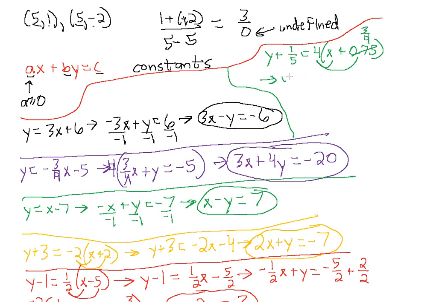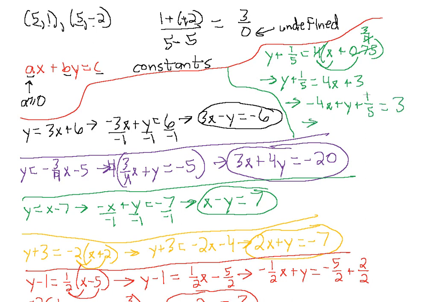So let's rewrite the left side. We have y plus 1 over 5. 4 times x is 4x, plus 4 times 3 over 4. The 4's will cancel, so we'll just be left with 3. And then we want our variable on our left side, so let's move x to the other side. So we have minus 4x plus y plus 1 over 5 equals 3.